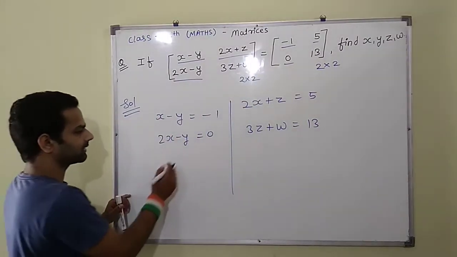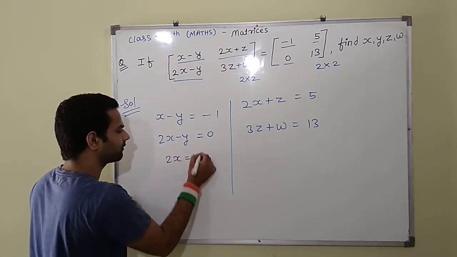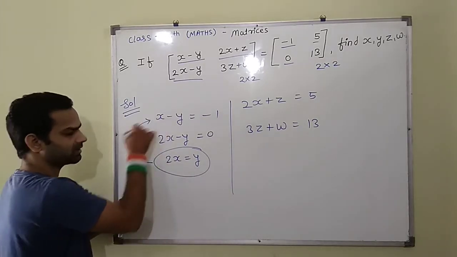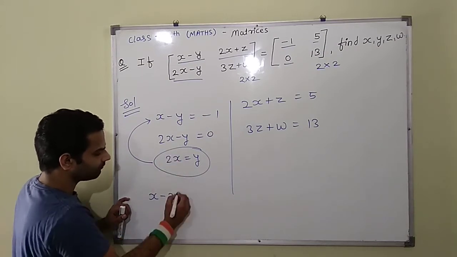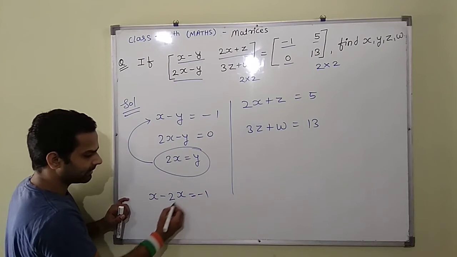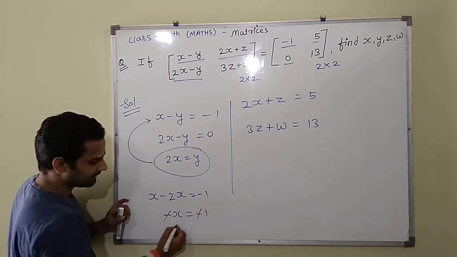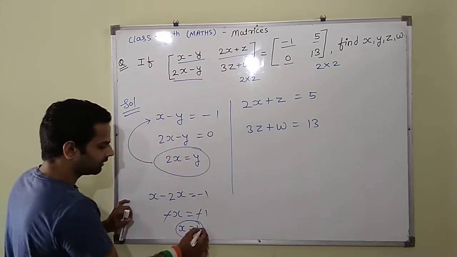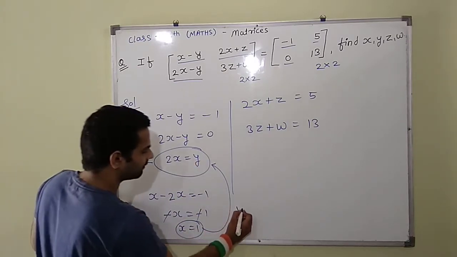Now solve these equations. From this equation you can see that 2x is equal to y, or we can write that y is equal to 2x. Put this value in equation number one. So what will we get? x minus 2x is equal to minus 1. So here x minus 2x is equal to minus x is equal to minus 1. Minus, minus cancel. So x is equal to 1. The value of x is 1. Now put this value in this equation. So what will we get? y is equal to 2.